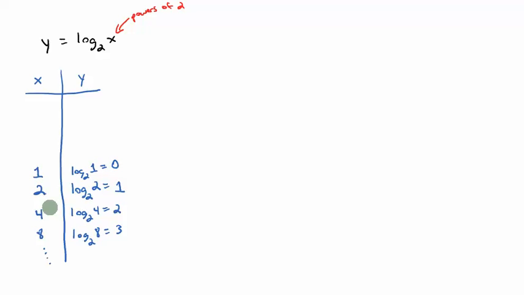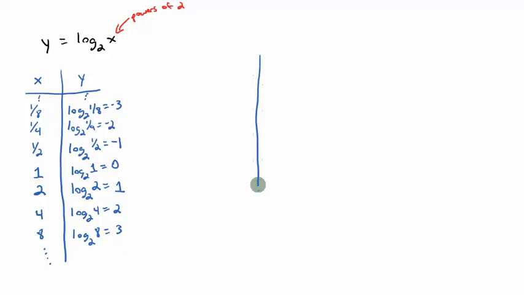And then we need to put in all the reciprocals of these powers, so like 1/2 and 1/4 and 1/8, etc. Okay, so log base 2 of 1/2 is, well, 2 to the negative first power is 1/2. And log base 2 of 1/4 is negative 2, because 2 to the negative 2 is 1/4. And log base 2 of 1/8 is negative 3, etc. And if we plot these, we start to see something here. So I'm just going to roughly graph it.